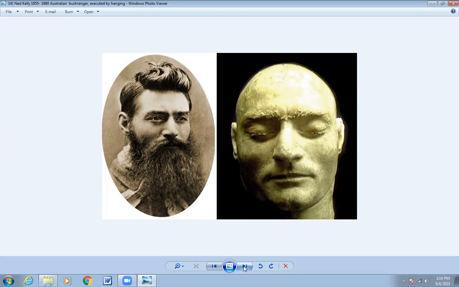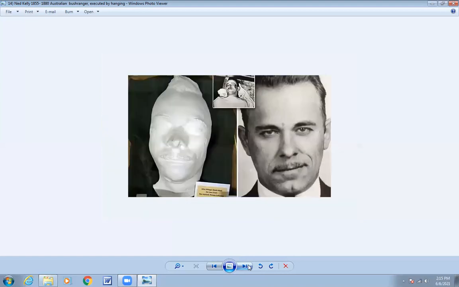Now, the first one that we have here is Ned Kelly. He was an Australian thief and a gang leader. He also was a police murderer. He was hanged to death for his crimes in 1880. And we see in the picture, he has a beard. In the casting, he does not. So they took that casting for study, and the casting is still in existence. I cannot find its current owner, but I did find it was not destroyed. It was moved to a new location.